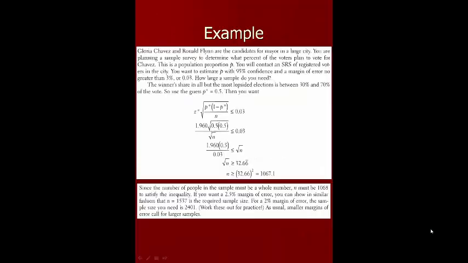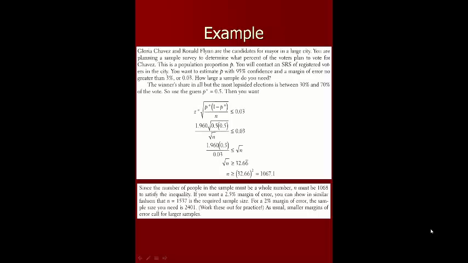The problem that we have for an example tonight is one about two candidates running for mayor in a large city. Gloria Chavez and Ronald Flynn are the candidates. You're planning a sample survey to determine what percent of voters plan to vote for Chavez. This is a population proportion p. You'll contact a simple random sample of registered voters in the city, and you want to estimate p with a 95% confidence interval and a margin of error no greater than 3%, or 0.03. How large of a sample do you need?